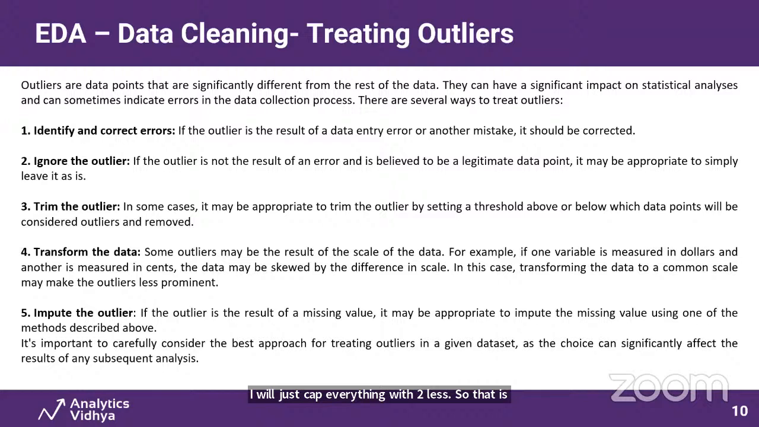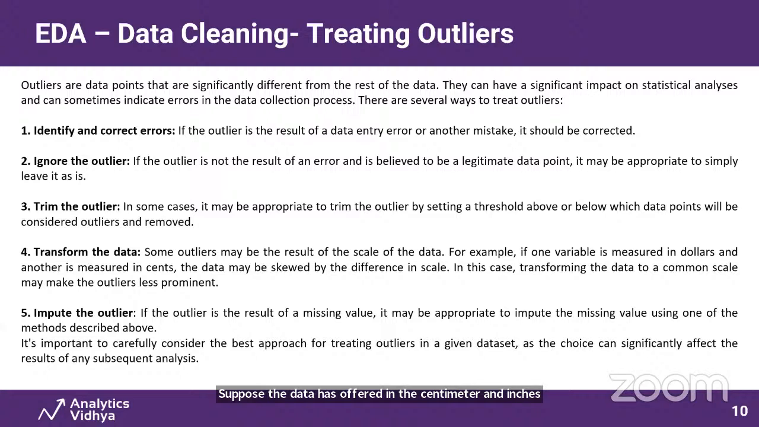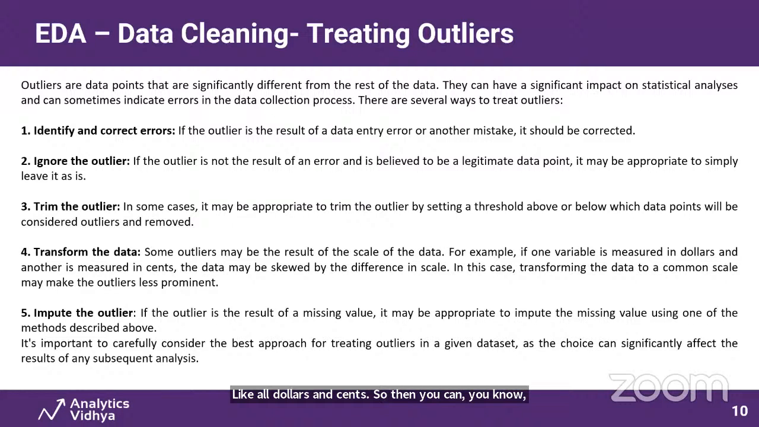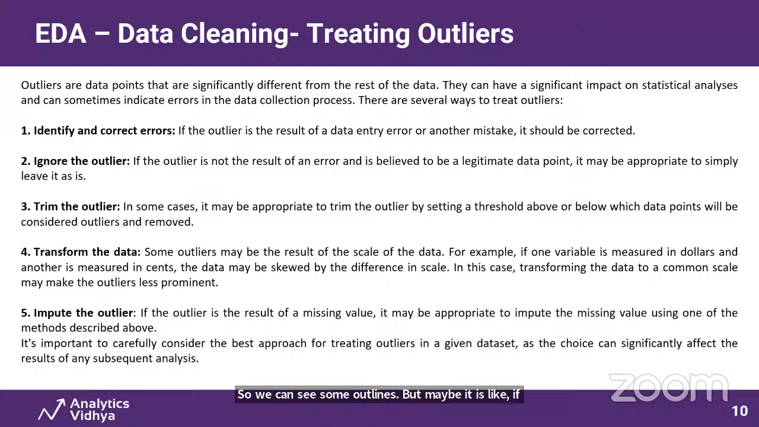Then transforming the data. Transforming the data means the data occurs in a different scale. Suppose the data has occurred in centimeters and inches, and you need to scale it to one scale only, converting all the centimeter data into inches, like dollars and cents. Some outliers can happen because the centimeter scale is bigger. So we can see some outliers, but if we transform the data scale, then the outlier problem will be solved.